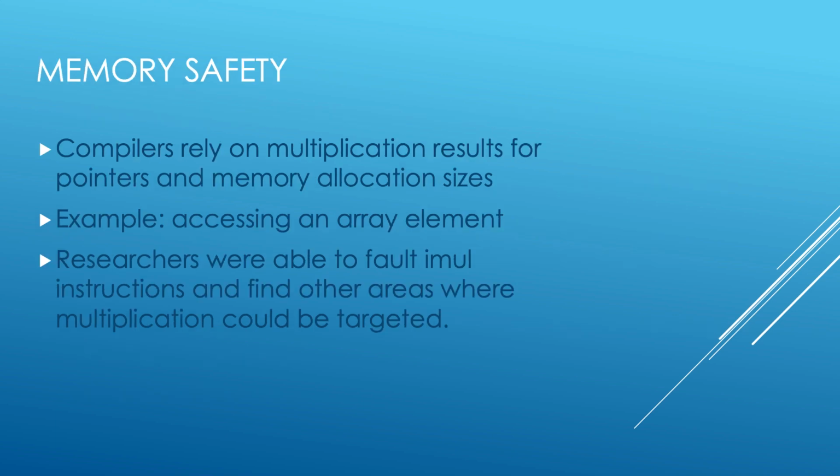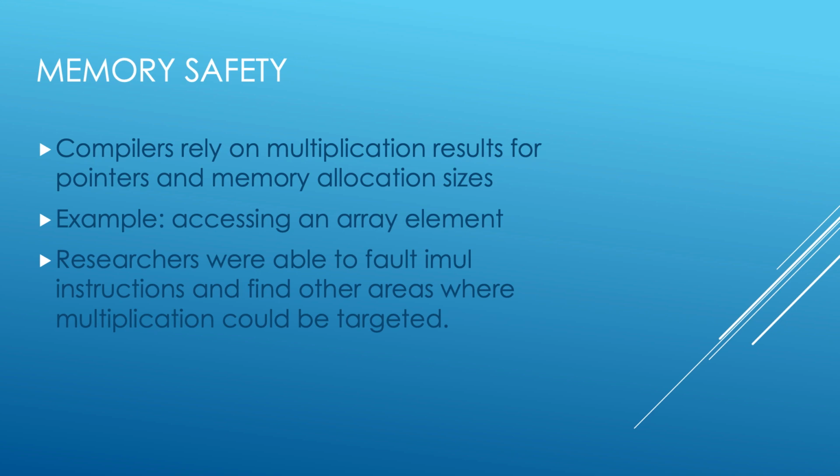Another application was memory safety. Compilers rely on multiplication results for pointers and memory allocation sizes. Most of the time we don't really think about these things, but it does use multiplication for that. So again, like our first example, it's able to fault multiplication values and flip bits, pretty consistently once they were able to do that research. When accessing an array element, it multiplies two values, I forget which, and a fault will make it find the wrong array element or something like that.